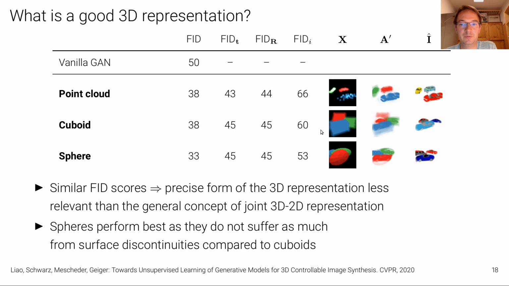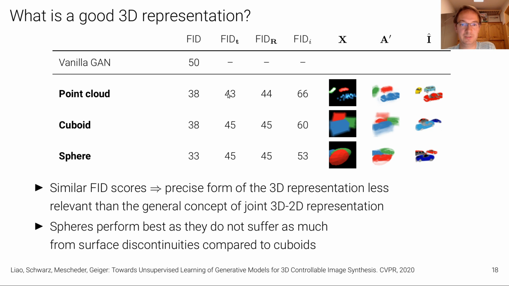For the cuboid primitive, we predict in 3D the coordinates, the pose, and the shape of a 3D cuboid, of a 3D bounding box that we then render into the image, also using some smoothing. And then we have a sphere representation where we render spheres into the image, which can of course also be rotated and translated and scaled. Again, in the feature channels, we encode the appearance information.